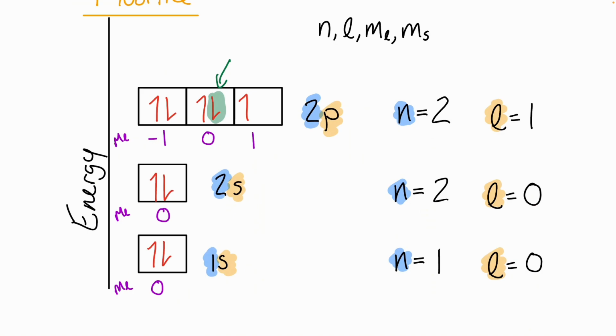Is positive 1/2 the left one? The left. Spin up, the arrow pointing up is the plus 1/2, the arrow pointing down is the minus 1/2. Yep.